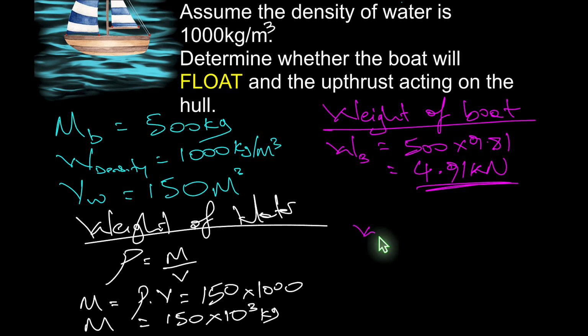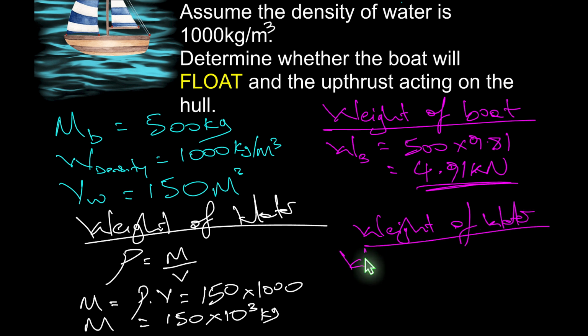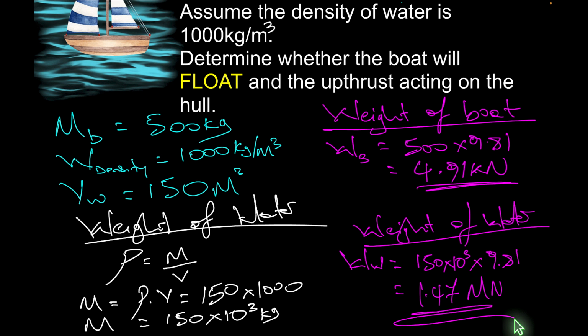So we're going to look at the weight of water displaced. And to do that, so W for weight of water, we're just going to do the same thing. We're going to do 150 times 10 to the 3 multiplied by gravity, and we get that final answer here as 1.47. And this is actually a big one, so this is mega newtons. So that's the weight of the displaced water.